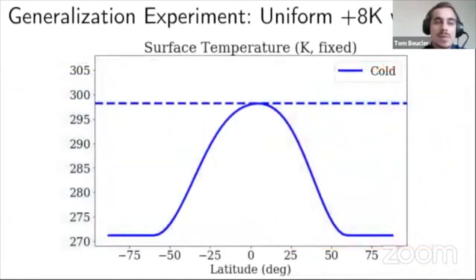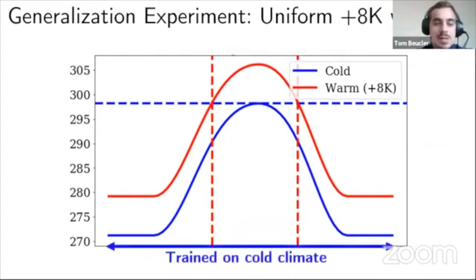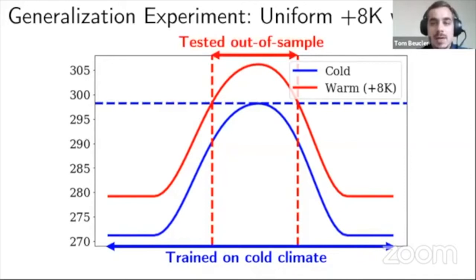So from the perspective of the surface temperature, here's the cold climate, here's the warm climate, here's the deep tropics where the warm climate has surface temperatures that the neural network would have never seen if it was trained on the cold climate. And so we train the neural network on a cold climate and we test it out of sample in the tropics of the warm climate on purpose to break it as much as we can to better understand how it works.